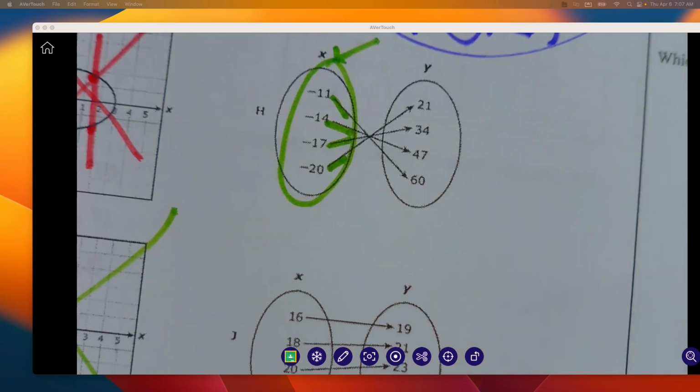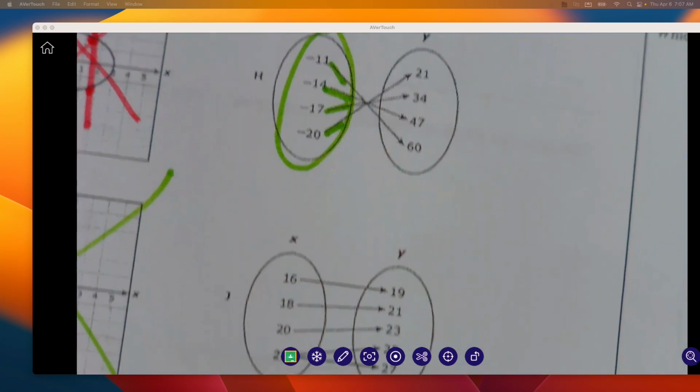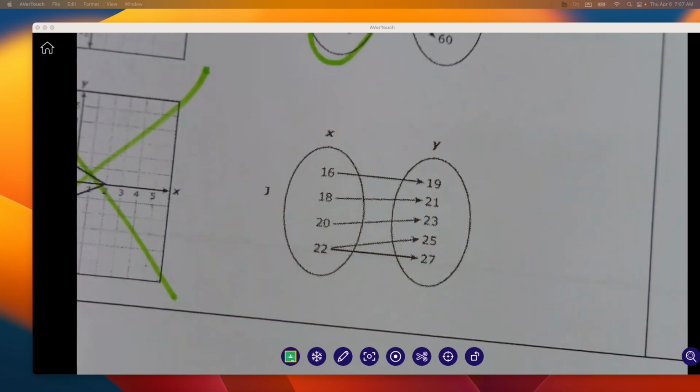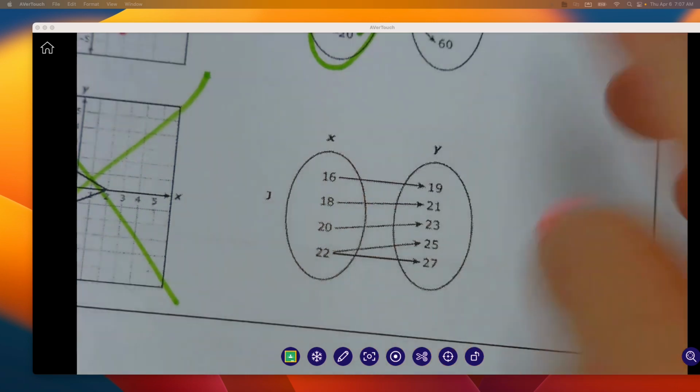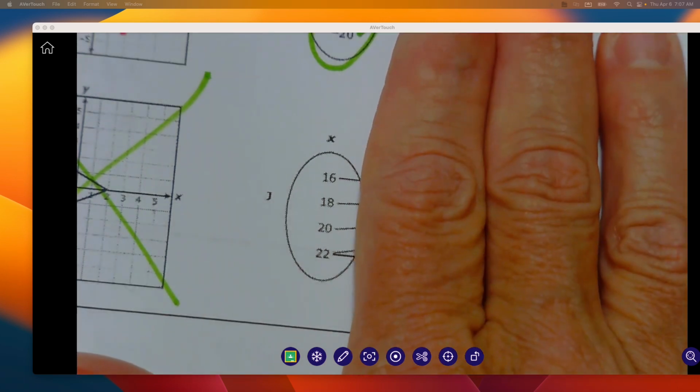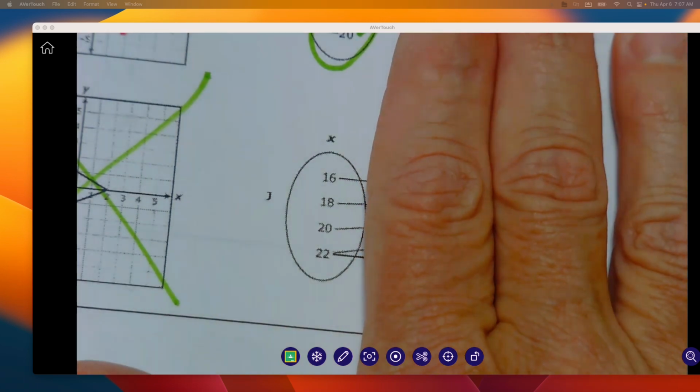None of those x's repeat. But we're not going to stop there. Okay, we're going to look at the last answer choice. We're going to cover up the y's because remember, it doesn't matter what they are. They can all be the same, or they could all be different. Doesn't matter. I'm going to cover them up.